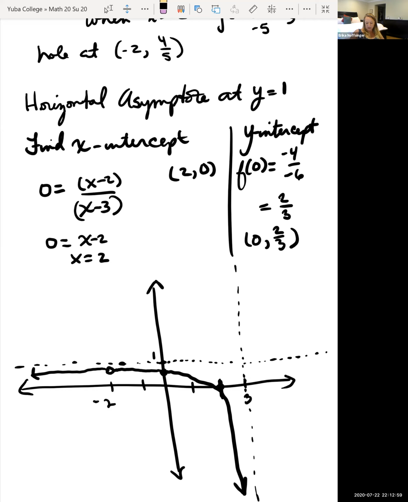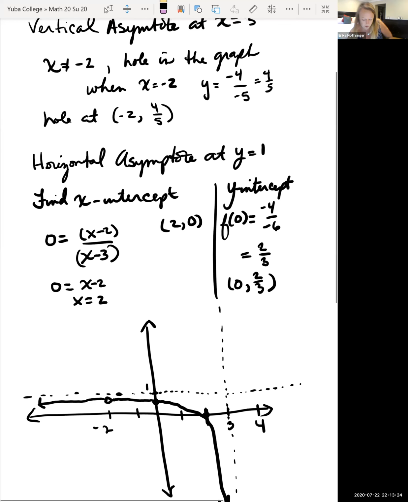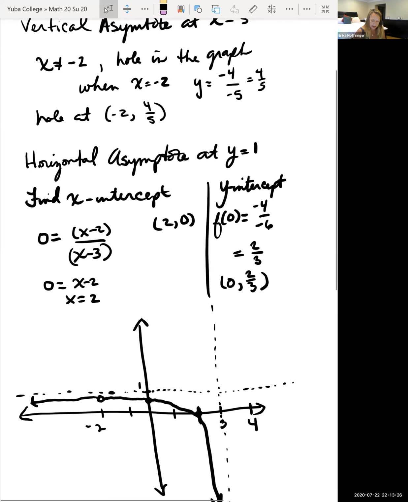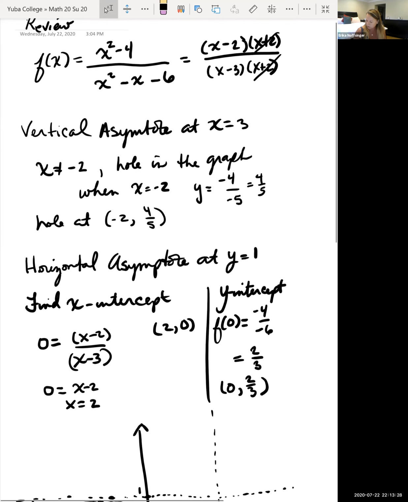And so we need a test, but I know pretty much that I'm not crossing my x-axis again, and I have this vertical asymptote, so my guess is that it's going to be this shape above here, like this. But let's just test a point to the right of x equals 3, so how about 4? Let's go back in and plug it into our equation. So f of 4, just pull up that equation.